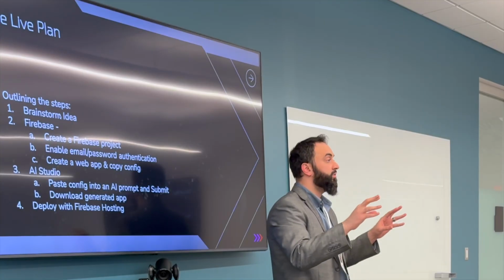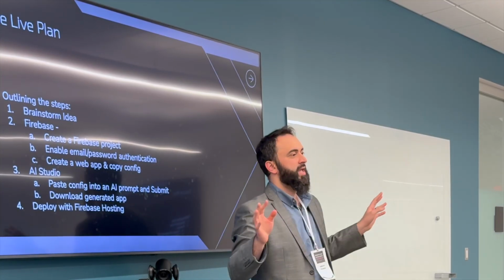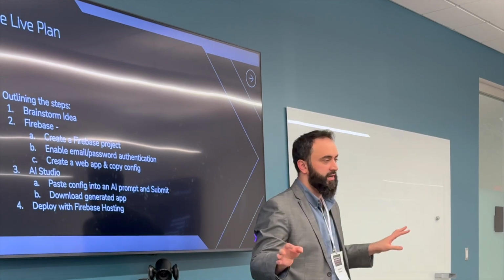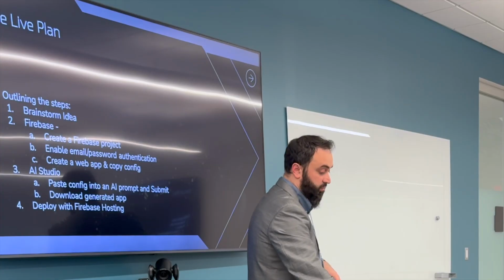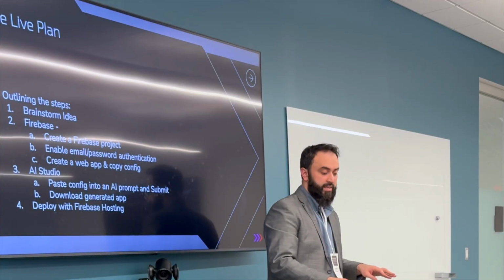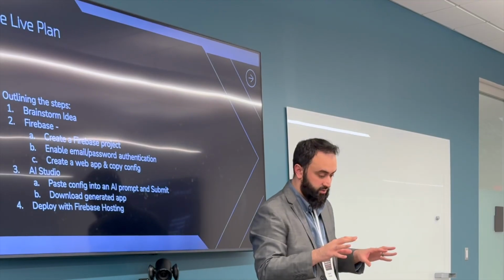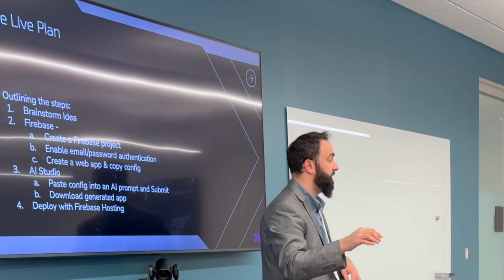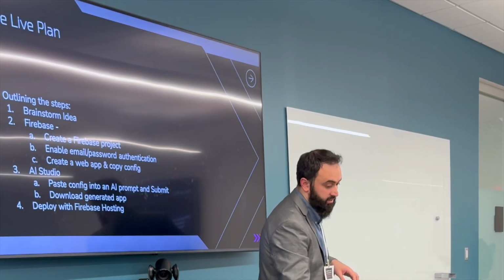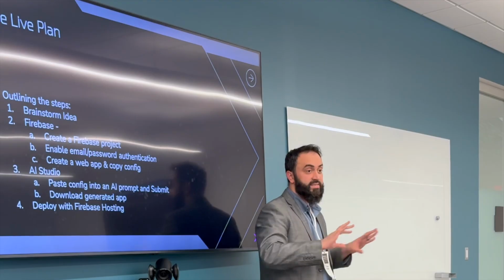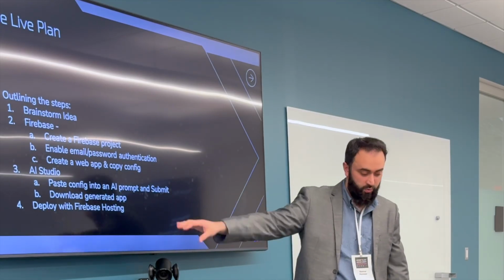And then we enable web and email and password authentication. You can choose Apple authentication and so on, but we don't care about any of that for now. Once we create the Firebase project, we go into AI Studio and put in the prompt. We take that idea, create a prompt out of it, and hit submit. Then it generates the code. We download it and deploy it. Boom, that's it. It's that easy. So that's all we're doing today.